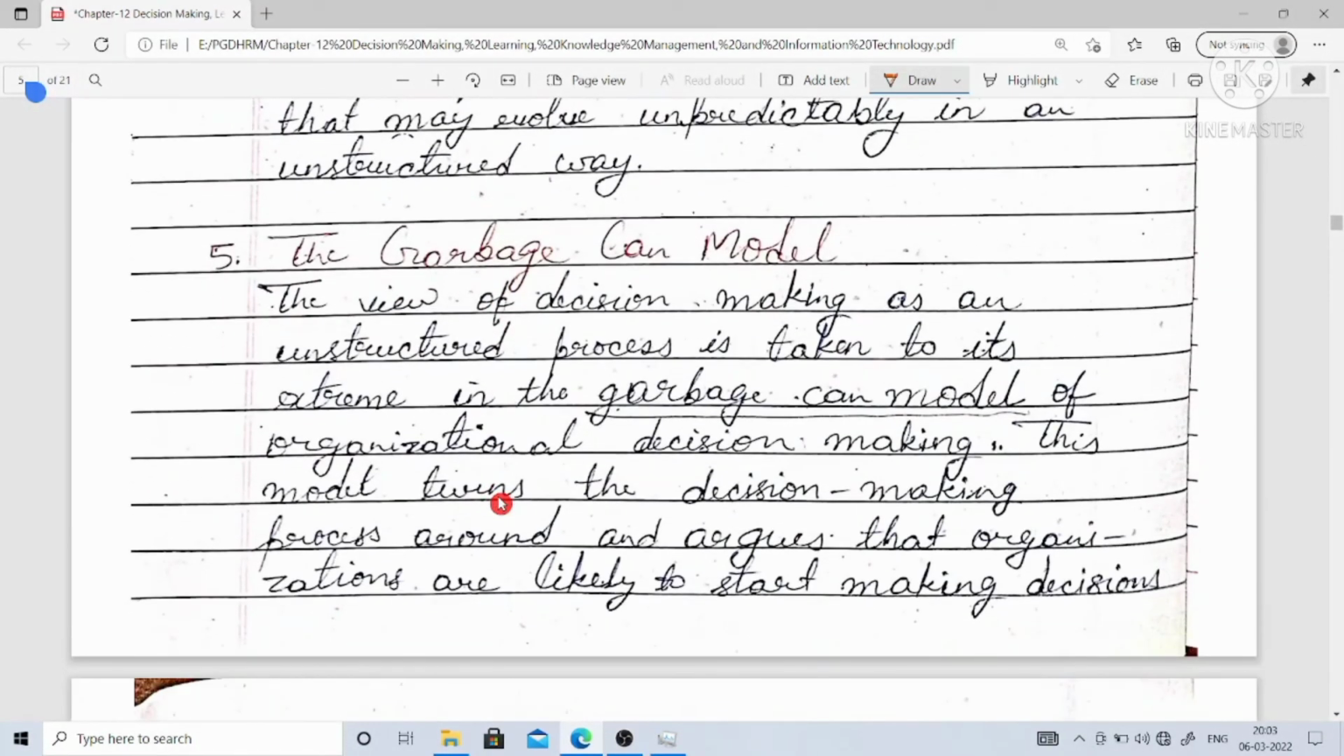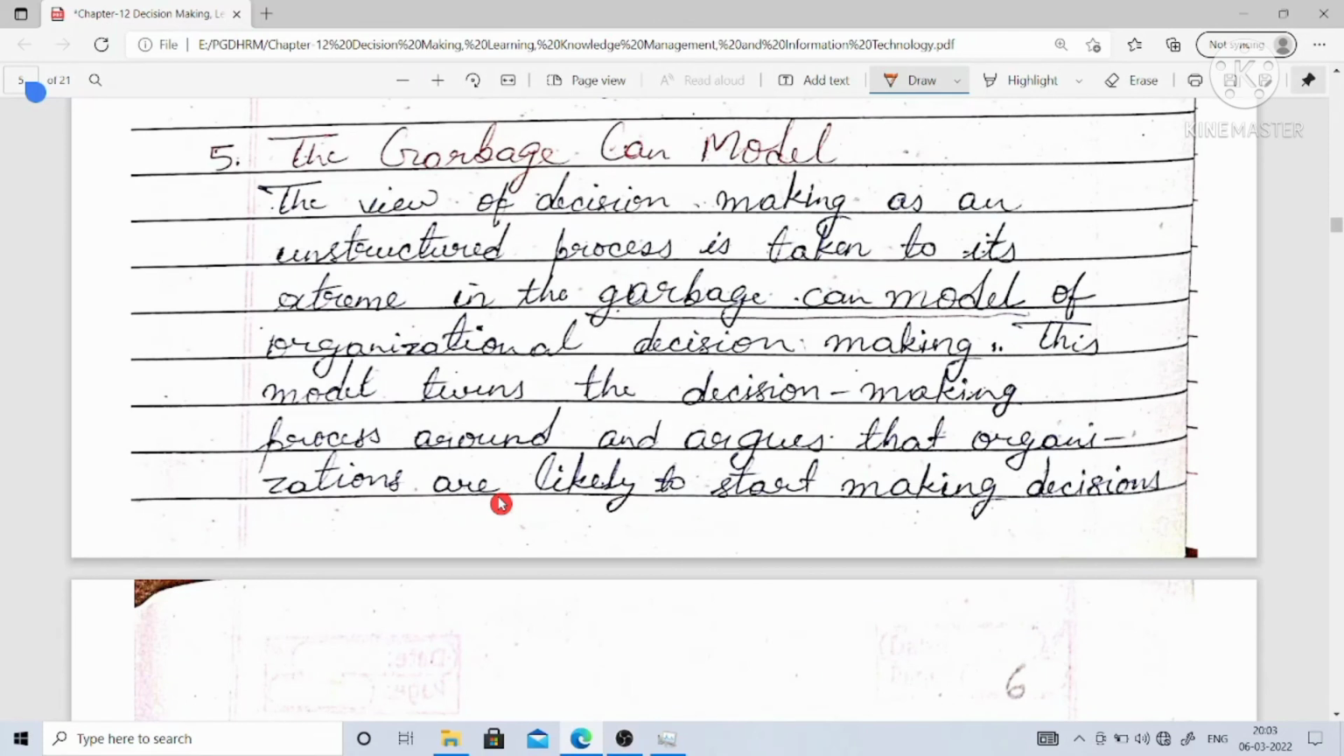And then the fifth one given is the garbage can model. The view of decision making as an unstructured process is taken to its extreme in the garbage can model of organizational decision making. If we take the unstructured process of decision making to the extreme, then that model we can call the garbage can model.